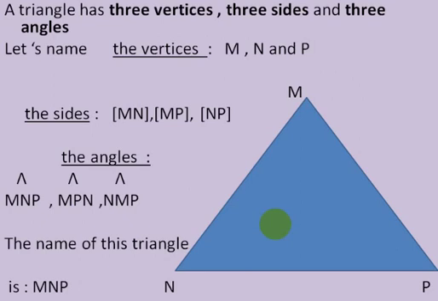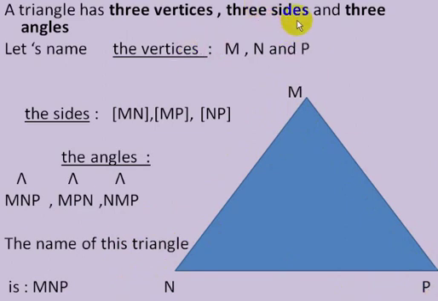So let's start by the first one, the vertices. The vertices is the plural of vertex. So we have three vertices here. The first one is M, the second is N, and the third one is P. Which one of them is called vertex? That's the vertex M, that's the vertex N, and that's the vertex P. So we have three vertices.